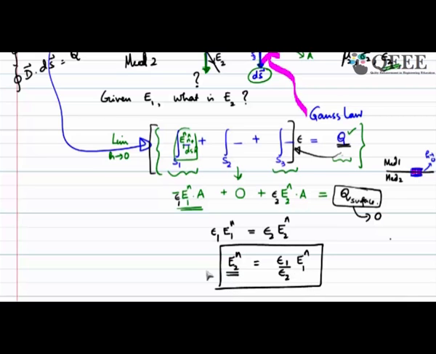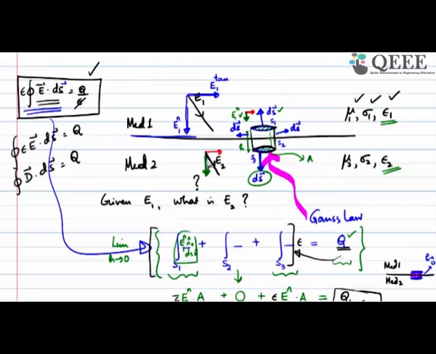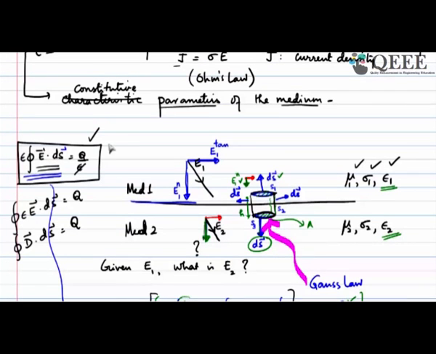I have found out what E2 normal is, given my E1 normal. So I have partly succeeded in finding out the value of E2. I got the normal component. I still have to find out the tangential component, which I will find from some other boundary condition. But this is the way we have used the integral form.